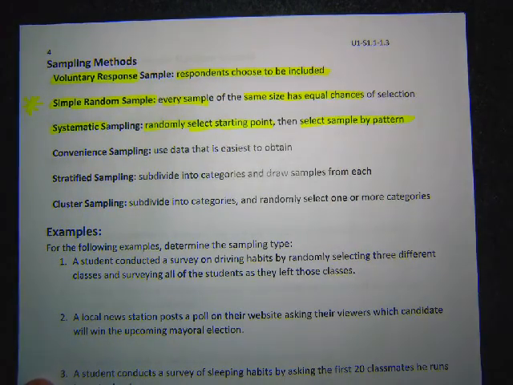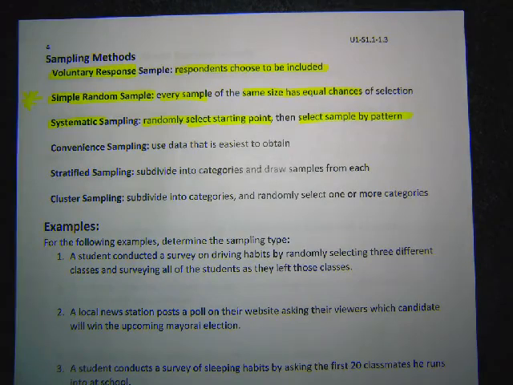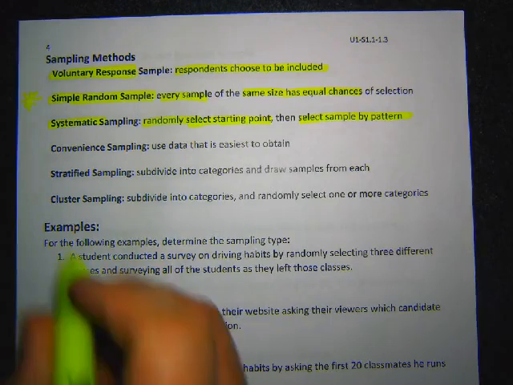You pick every 5th person, or every 10th person, or every 12th person, or you do every other person, but you're doing some kind of pattern. The first person picks randomly, and then the rest is picked following a pattern.